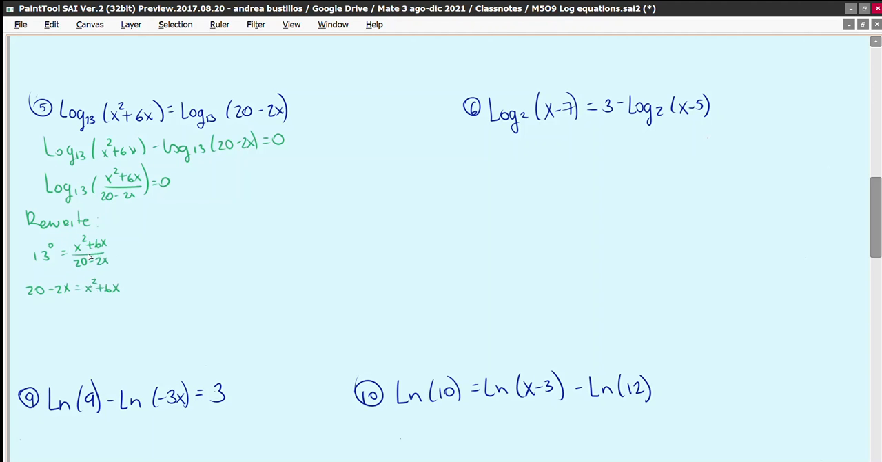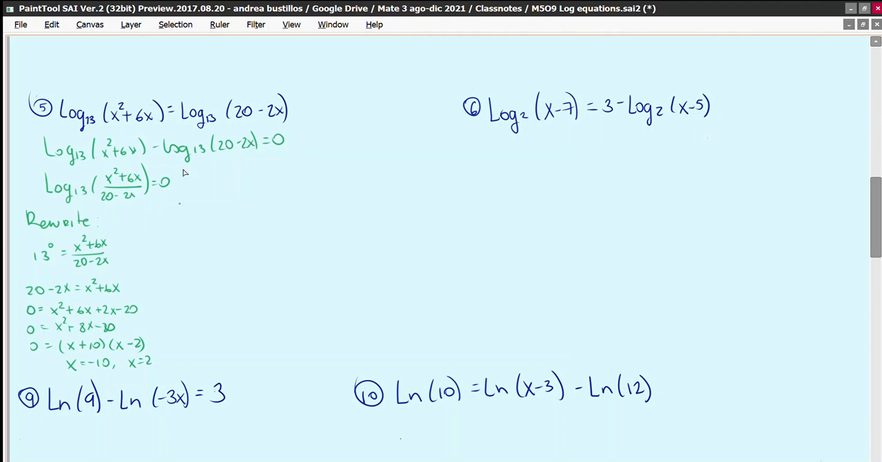Now, notice this is a quadratic expression, meaning that I'm going to have two different solutions. And how do I find the solution of a quadratic expression? You have to equate your equation to 0. That means passing everything to one side. Simplifying. And then factorizing. Two numbers that multiply give me 20 and added give me 8. That is 10 and 2. So my possible answers are minus 10 and 2.